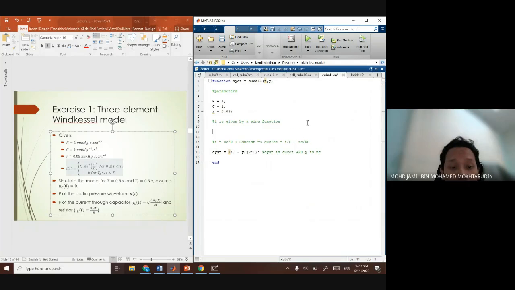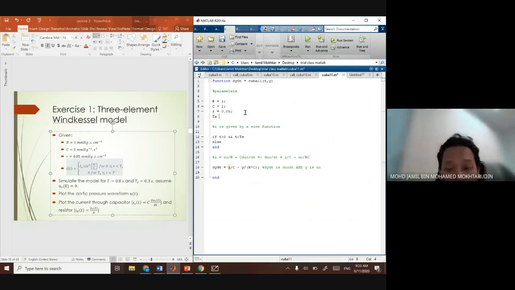So for I, we need to use if else, okay? So, if time is bigger than 0 and time less than TS, else. So we need to define TS. So TS equals 0.3.